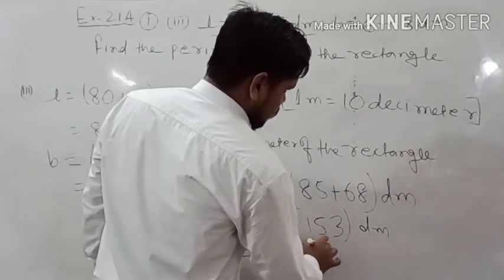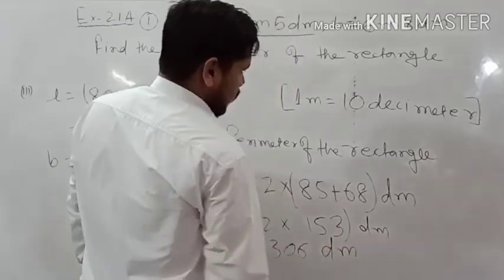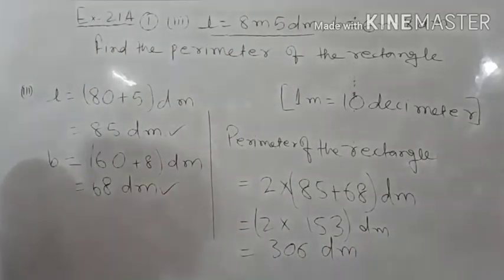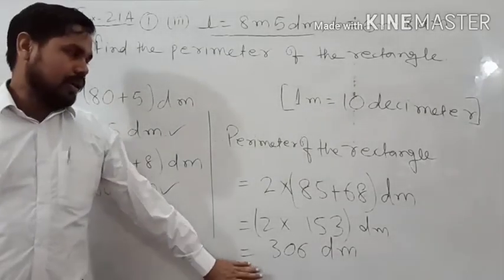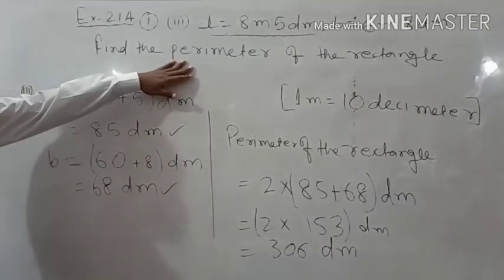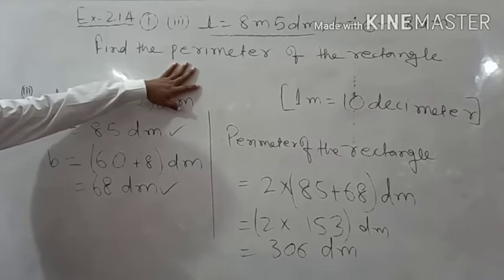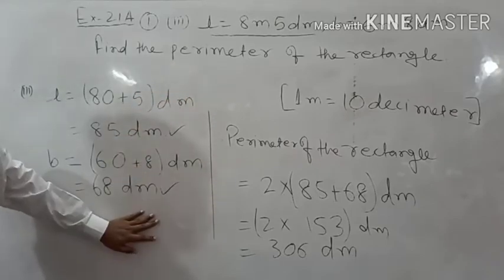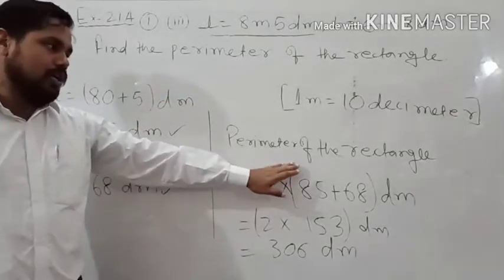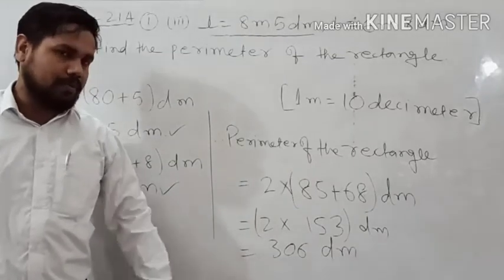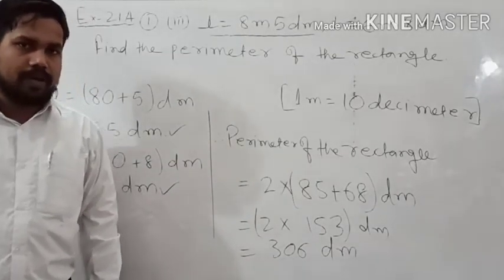306 decimeter will be the required answer. So this much decimeter will be the perimeter of that particular rectangle. Very simply, first convert, then put in the perimeter formula, put length and breadth, that's all. Okay.